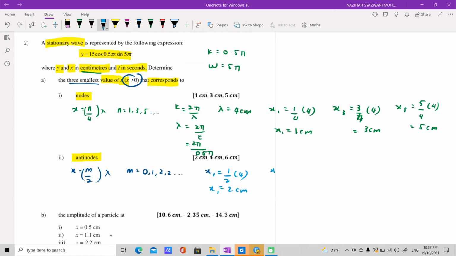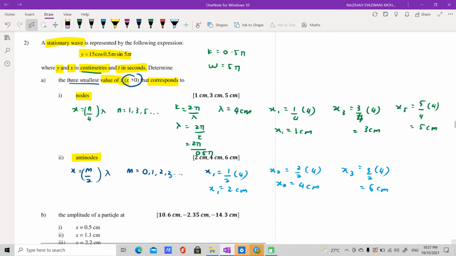For x2, m is 2, so 2 over 2 times 4, so you put here 4 cm, which is your x2. And for x3, it is 3 over 2 times 4, so you'll get 6 cm. Okay, so that is how you do part A.